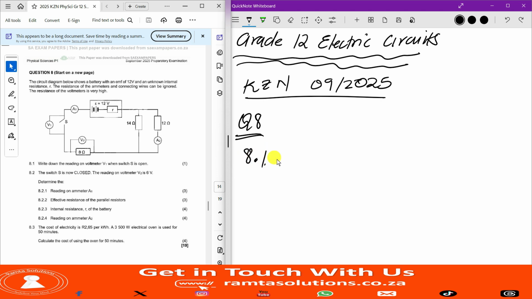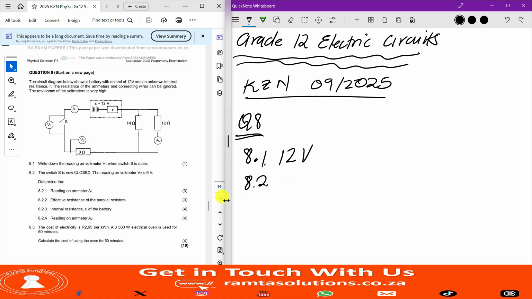8.1. Write down the reading on voltmeter V1 when switch S is open. The reading on voltmeter V1 when switch S is open is not 0 volts. Even though it is in the external circuit, it is not 0 volts. It is merely 12 volts. Okay, it is 12 volts.